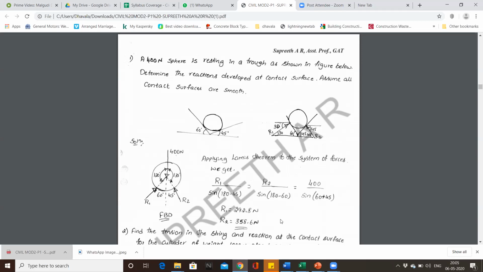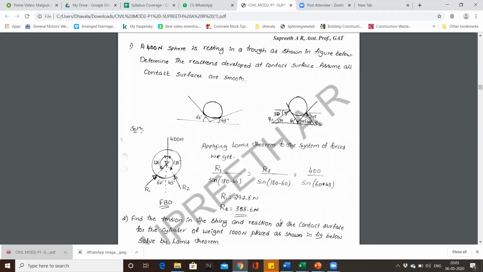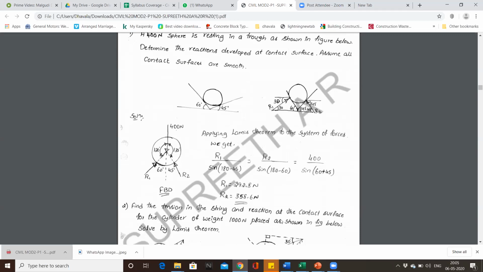Now, since there are only 3 forces, it is very easy for us to apply Lami's theorem, which states that force is proportional to the sine of the opposite angle. Therefore, R1 divided by sine of (180 minus 45), equals R2 divided by sine of (180 minus 60), equals 400 divided by sine of (60 plus 45). First, equate these two equations and find R1, and equating the other two, we can easily find R2.